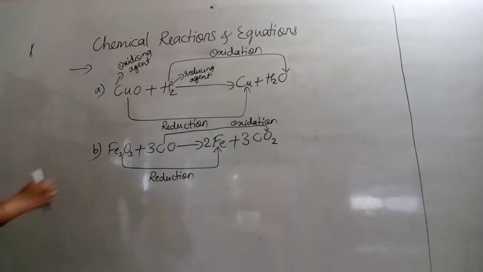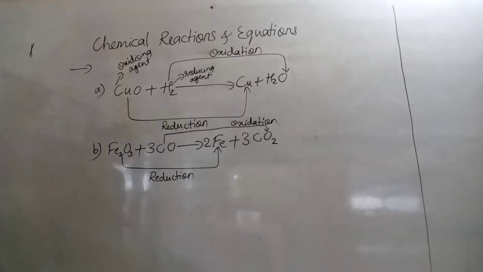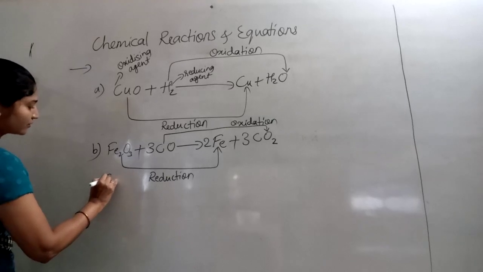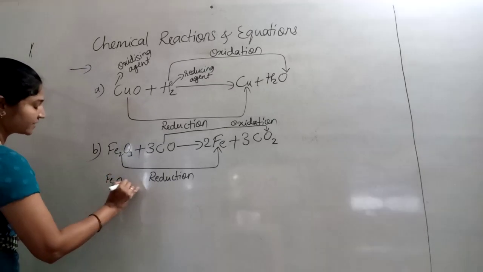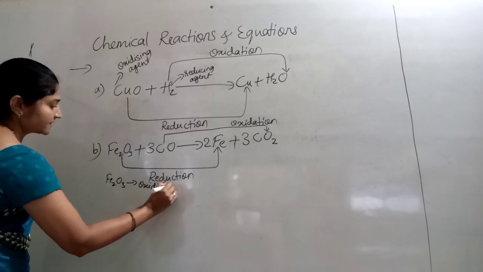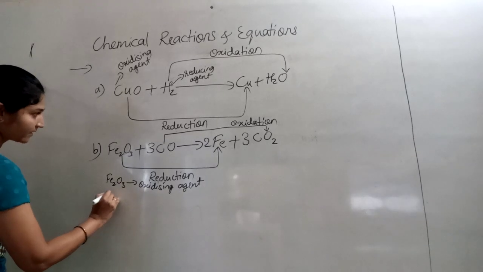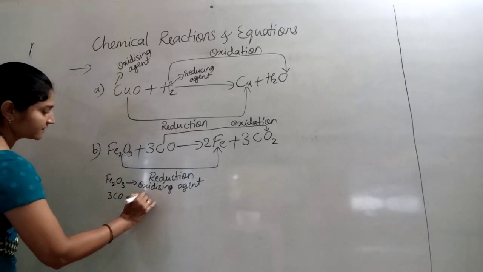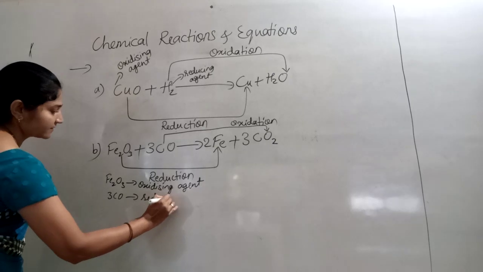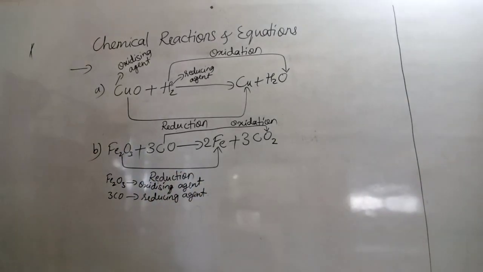Okay. So here Fe2O3 is the oxidizing agent and CO is the reducing agent. Write down here: Fe2O3 is an oxidizing agent, whereas CO is a reducing agent.